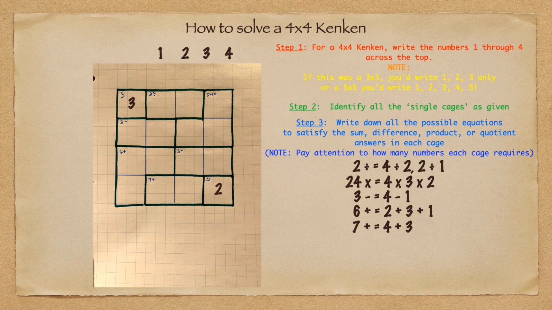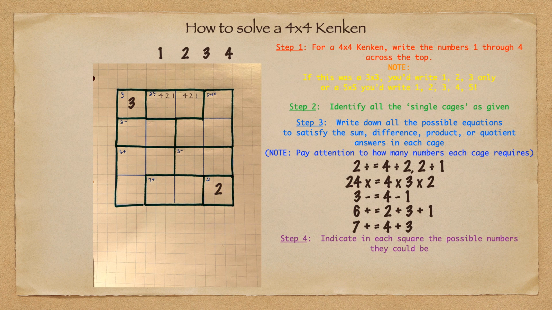So for step 4, indicate in each square the possible numbers that they can be. I always start at the top left, but now I have my 3 in that single cage. I'm going to move over to the column number 2, and this can either be 4, 2, or 1. It cannot be 3, but it doesn't require a 3. There's no equation that has a 3 in it that would give us the quotient of 2. So there, I've put my numbers in those 2 squares.